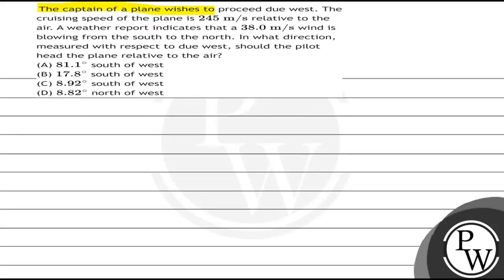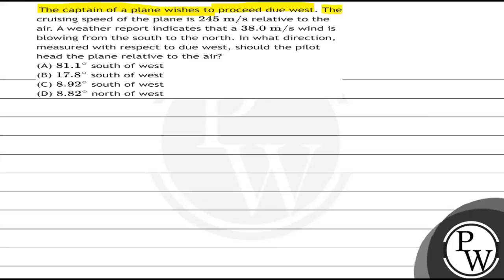The captain of the plane wishes to proceed due west. The cruising speed of the plane is 245 meter per second relative to the air. A weather report indicates that 38 meter per second wind is blowing from the south to the north. In what direction, measured with respect to due west, should the pilot head the plane relative to the air?